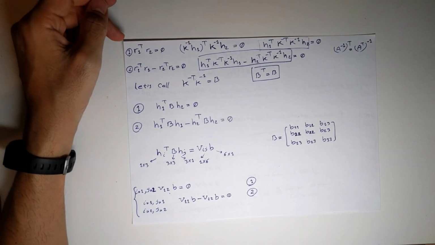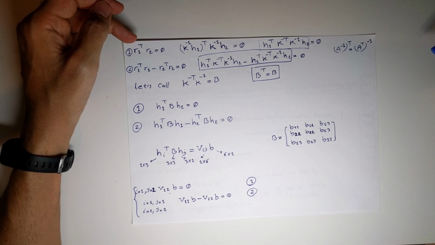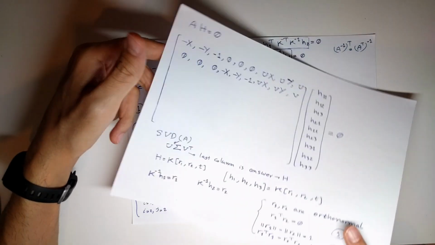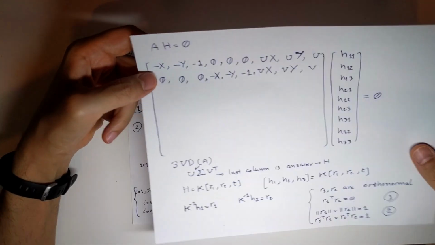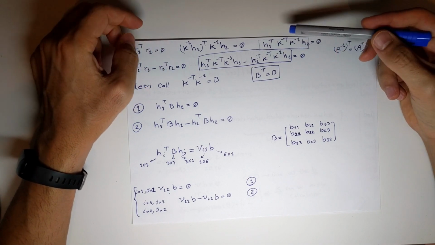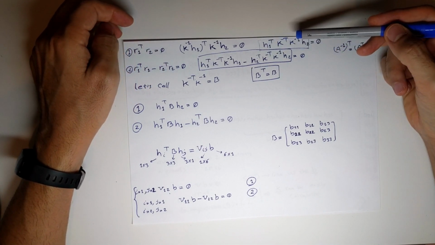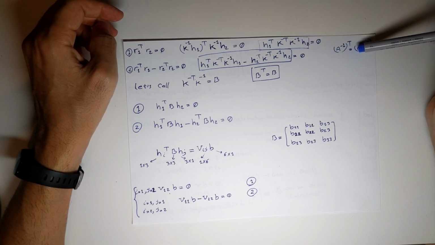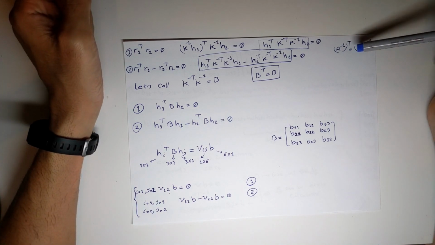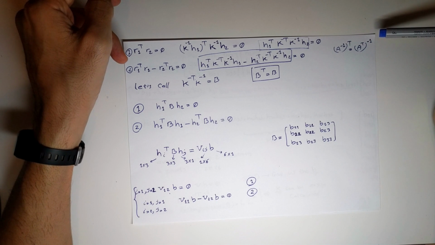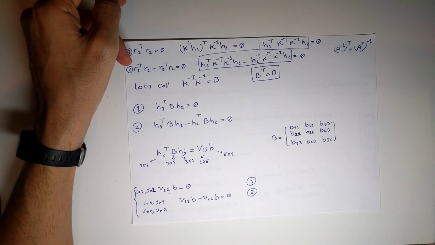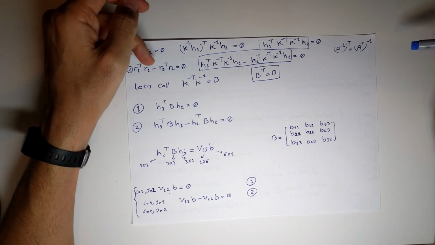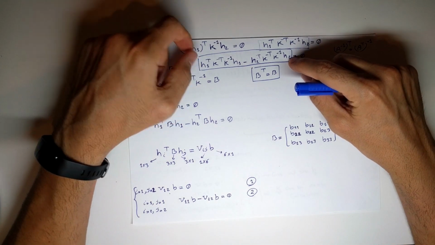Okay, so we know this. R1 transpose R2 is 0. We just replace R by K inverse H, and we get this: H1 transpose K inverse transpose K inverse H2 equals 0. And you know that the inverse transpose of a matrix is equal to the transpose inverse. It's pretty easy to investigate. And from 2, we know that 1 minus 1 is equal to 0. So we just replace R by its value and we get this.